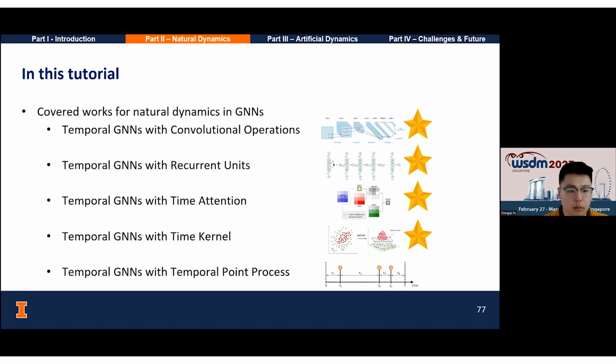After we have introduced the time kernel functions, we will step into the temporal point process, the last part of the natural dynamics of graph neural networks. Before that, do we have any questions from the audience?